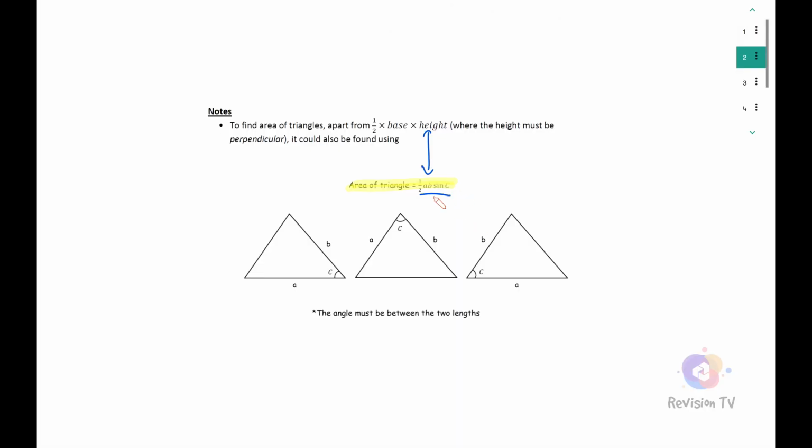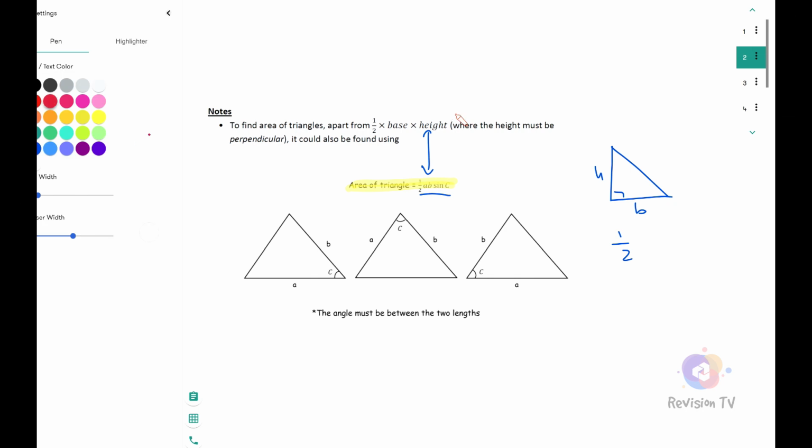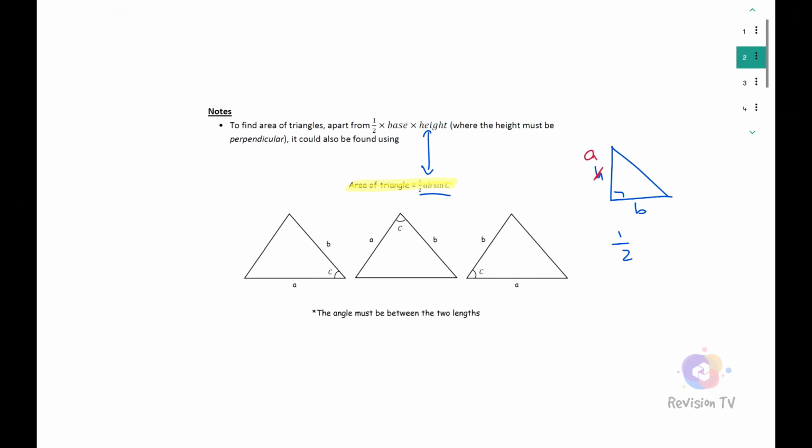So you'll be thinking, how is this superior than half base times height? Are they different? They are actually the same. Why? Because if you think about half base times height, that's the base, that's the height. Half the base, imagine that's B, imagine I change the height into A. Okay, so that will become half using this formula AB sine C.